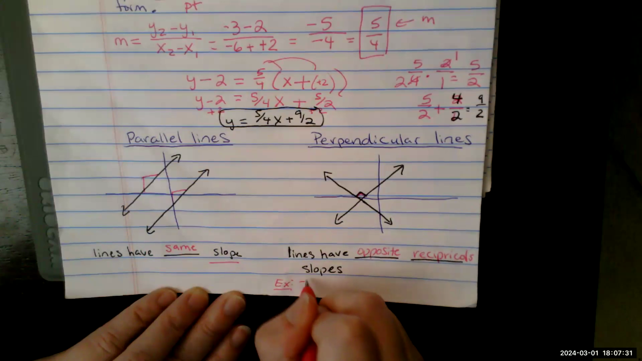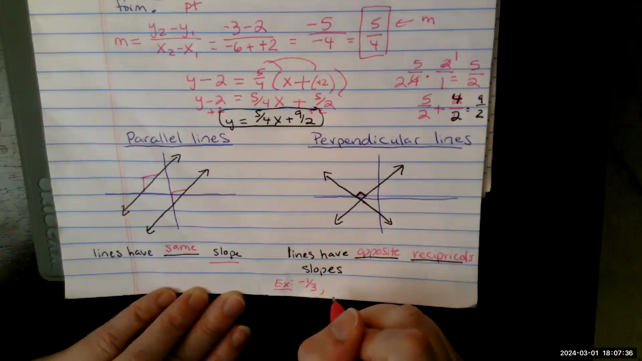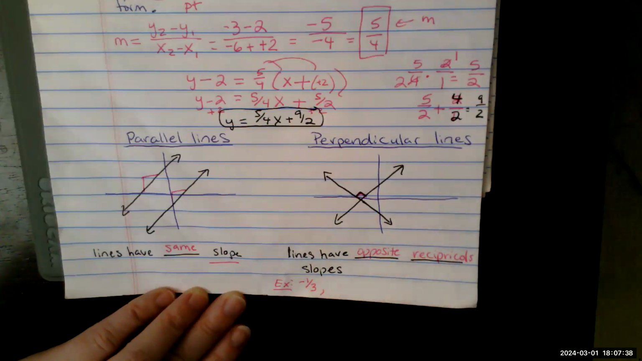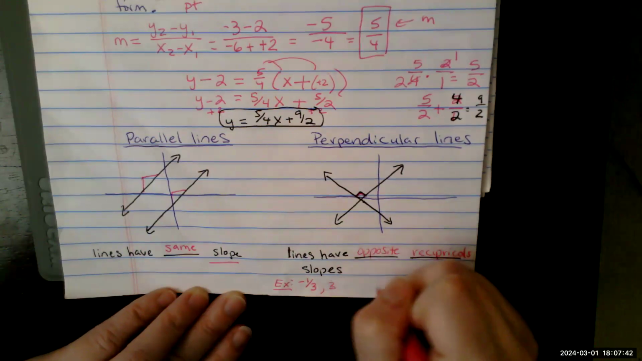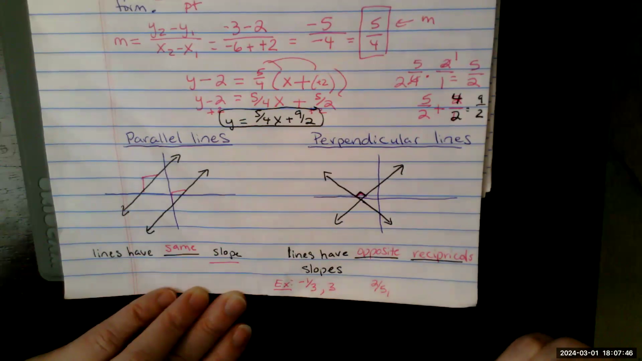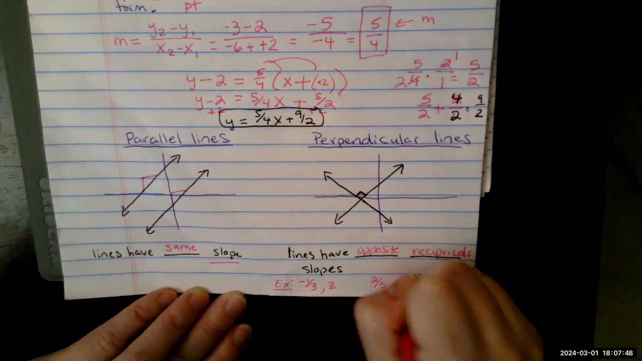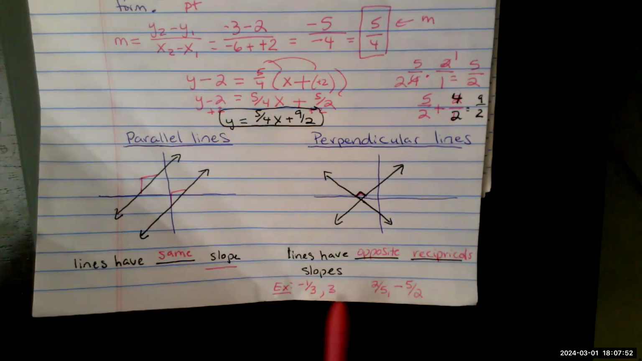So here are some examples. If one slope was negative 1/3, the other slope would be positive, and I need to flip that, so it would be positive 3. If one slope was 2/5, the other one would have to be negative 5/2. So do you see what opposite reciprocal means?